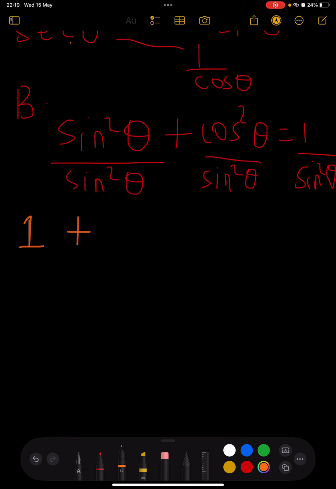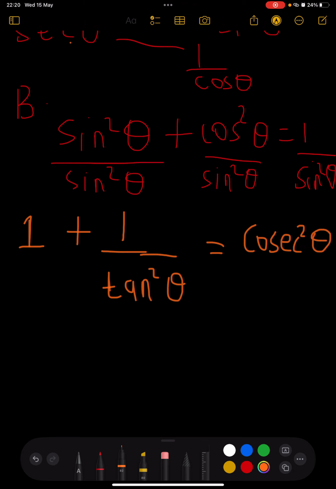Plus, remember here, you have cos over sine. That is the opposite of tan. Remember, tan theta is sine over cos. If you have cos over sine, it means you have 1 over tan theta. So here we have 1 over tan squared theta because they all have squares, right? And then here, remember, 1 over sine, we said is cosec. But because there's a square, we'll put a square there. So you have a cosec squared theta.